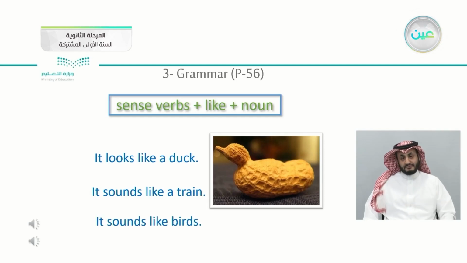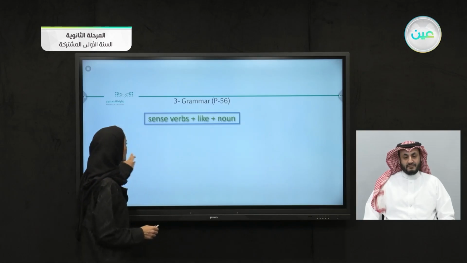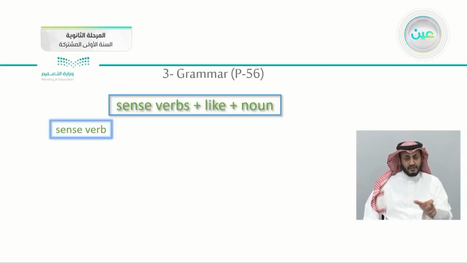For me, it sounds like birds. For me, I think they are birds. Maybe they are not, but it sounds to me like birds. So, here is the formula that we're using: a sense verb.